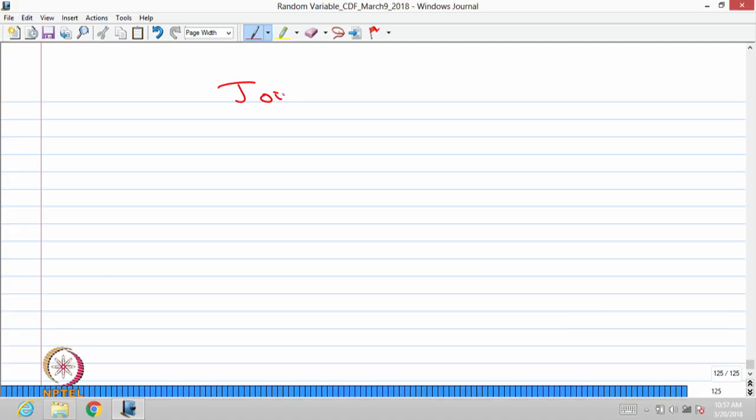Then we started discussing the joint probability mass function whenever the underlying random variables are of the discrete type. That means we have an n-dimensional random vector with each random variable being of the discrete type. Now we are coming into the joint probability density function.